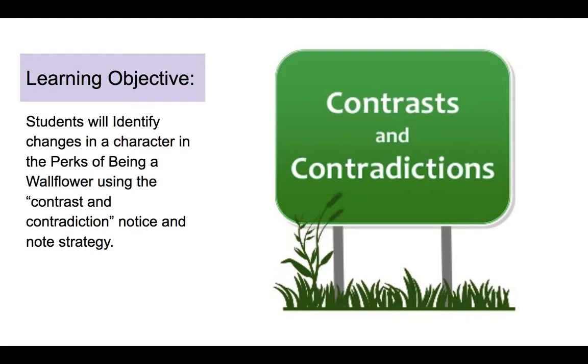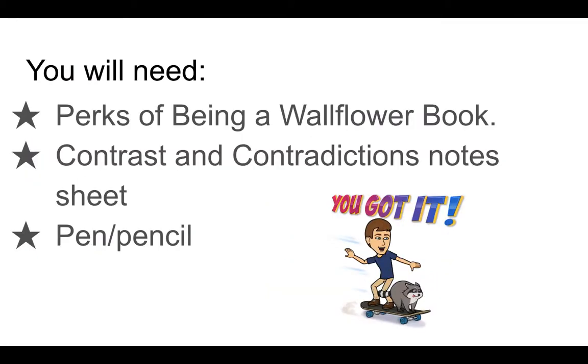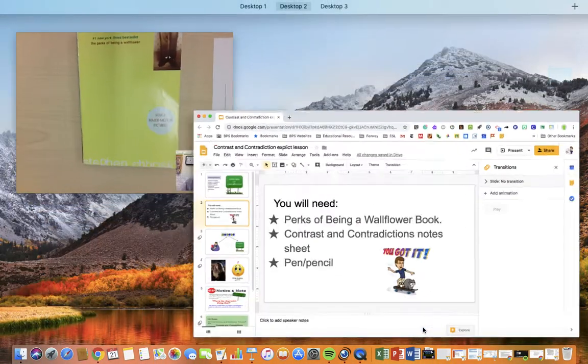Today, you will be learning about how to identify changes in a character in The Perks of Being a Wallflower using the contrast and contradiction notice and note strategy. So let's get set up. The things that you're going to need today are your Perks of Being a Wallflower book, your contrast and contradictions note sheet, and a pen or a pencil.